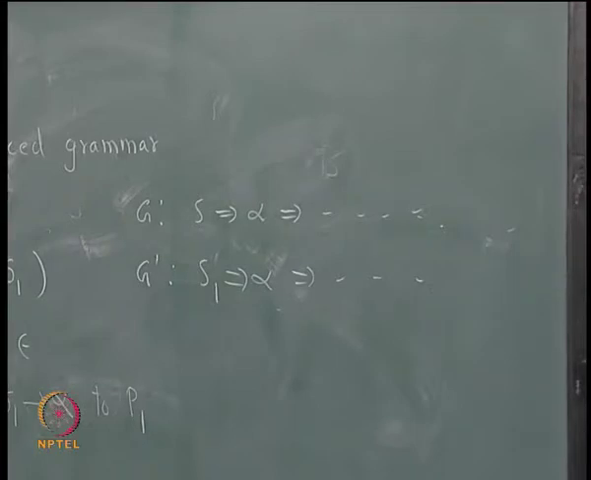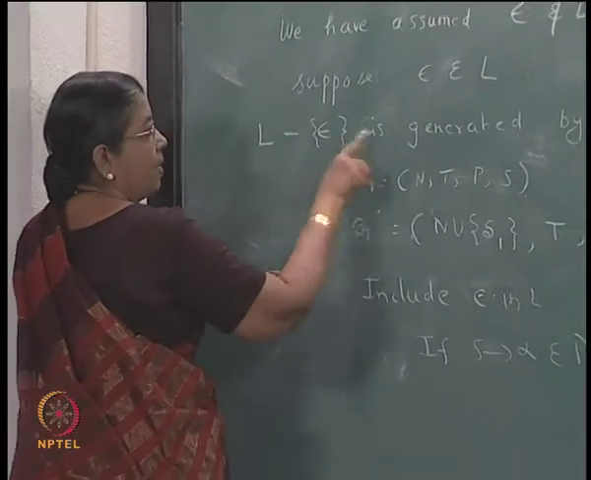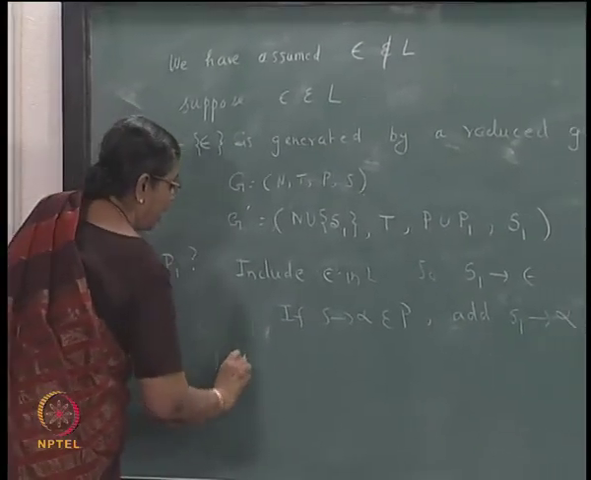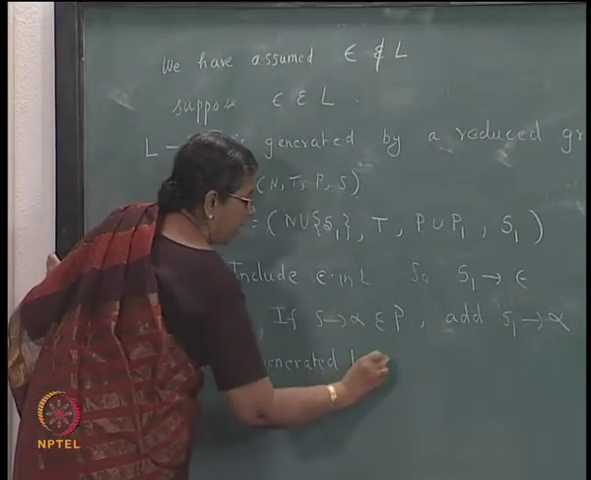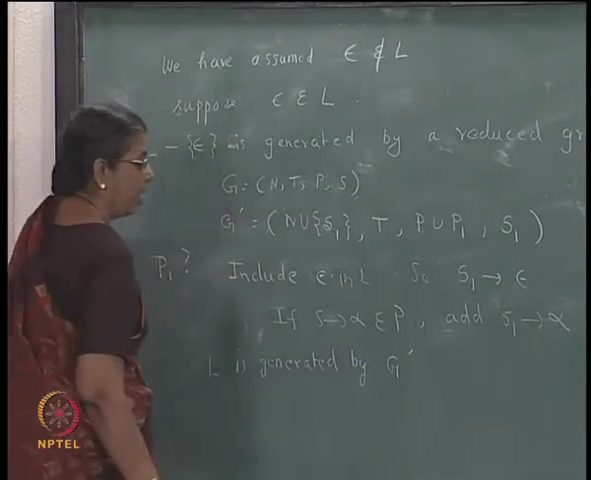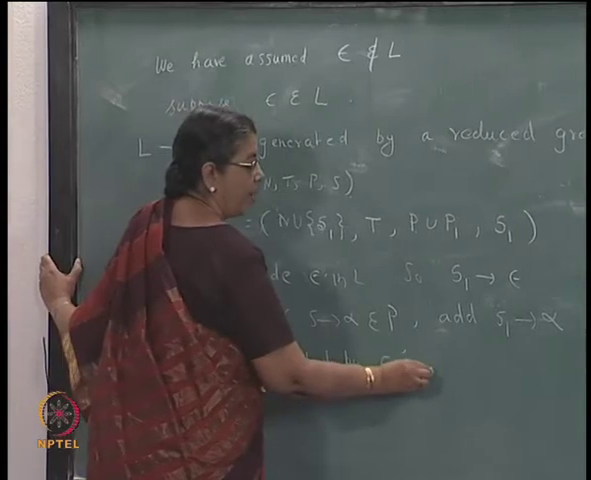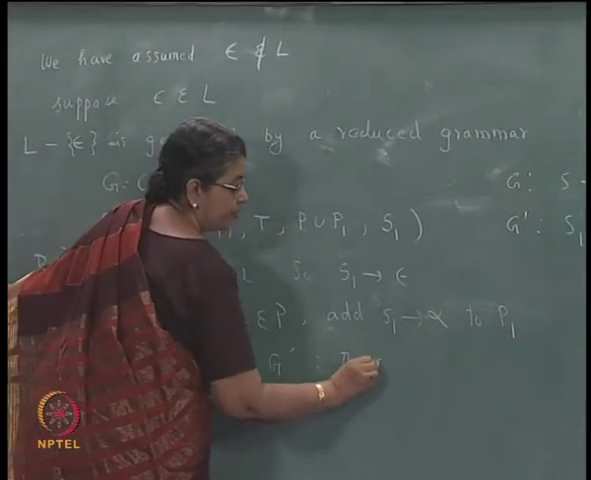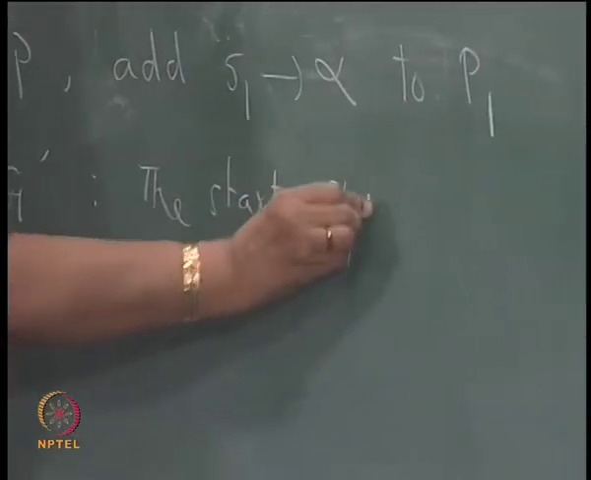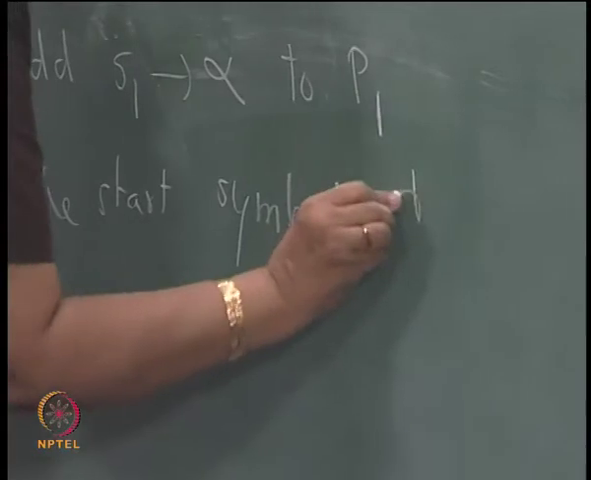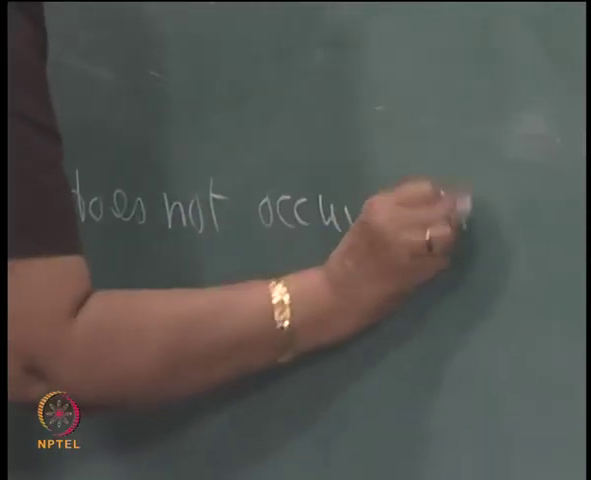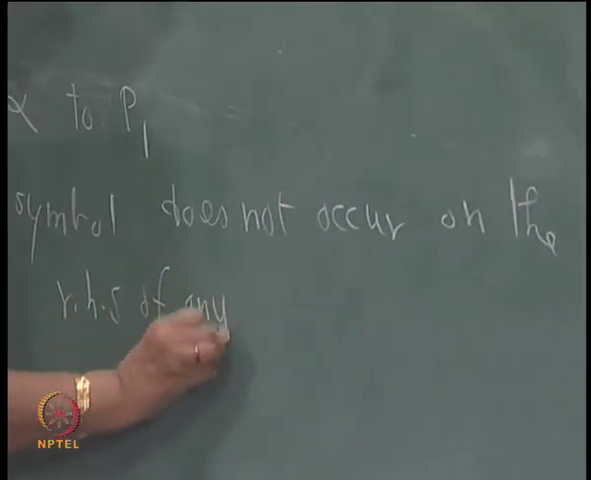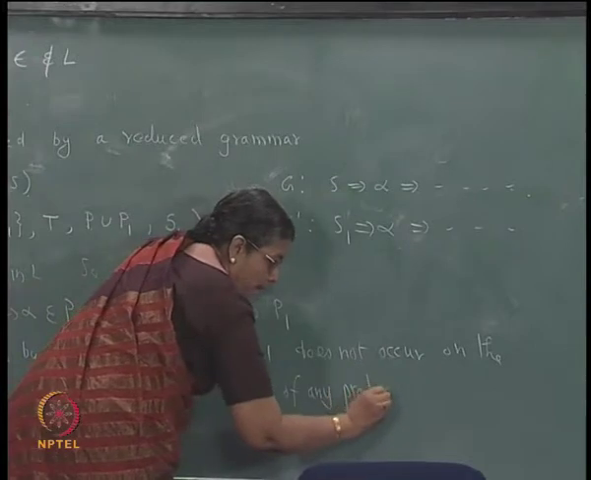So, L minus epsilon is generated by a reduced grammar, L is generated by G dash, and in G dash you have the property that the start symbol does not occur on the RHS of any production.